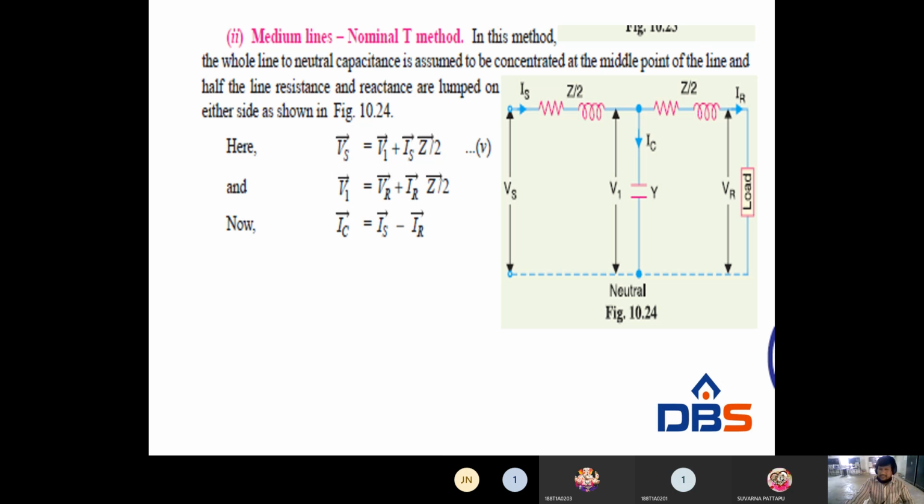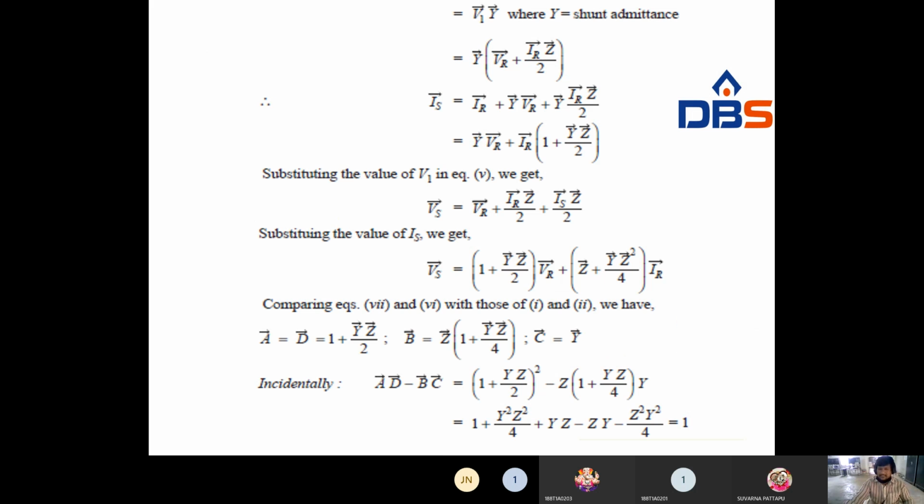Substitute that V1 value in this equation. Vs is equal to V1 plus Is into Z by 2, right? So Vs is equal to Vr plus Ir Z by 2 plus Is Z by 2. Now substituting the Is value also. This is the Is value. So after substituting the Is value and taking common factor as Vr and Ir, Vs is equal to (1 plus Yz by 2) Vr plus Z (1 plus Yz by 4) Ir, right?